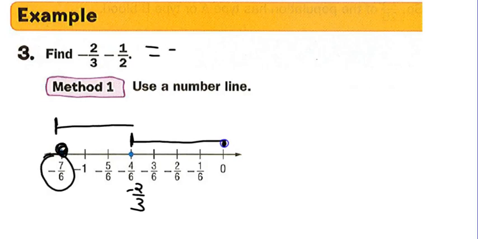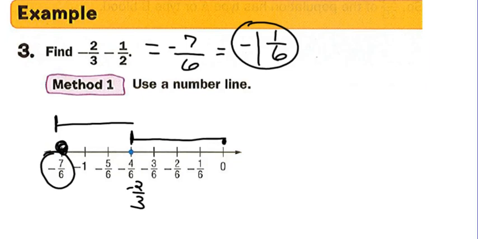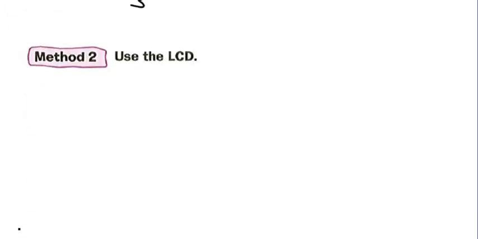So this actually comes out to be -7/6, which if we simplified that, we have 1 whole, 6/6, in there. So this would be -1 and 1/6 is actually our final answer. So that's a nice visual, like I said before, but the reality is we're probably not going to use those number lines. What we are going to use, though, is our least common denominator.